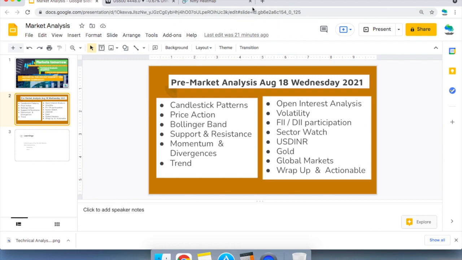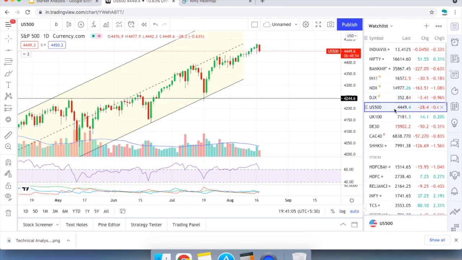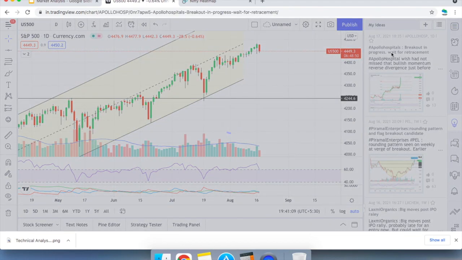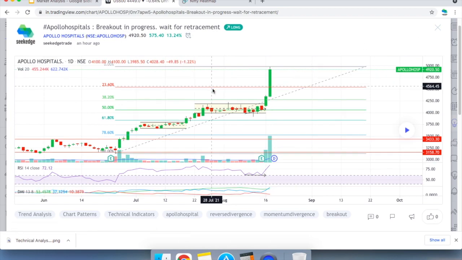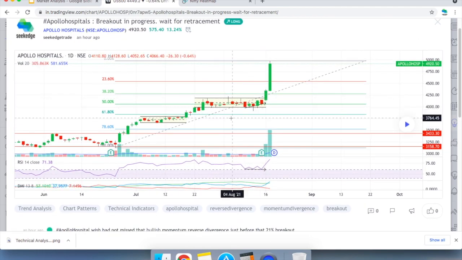Now, just before wrapping up, I'll give a few of the stocks, right? So this is Apollo Hospital, right? So this is a very good chart. So this is something that we missed getting on time, right?